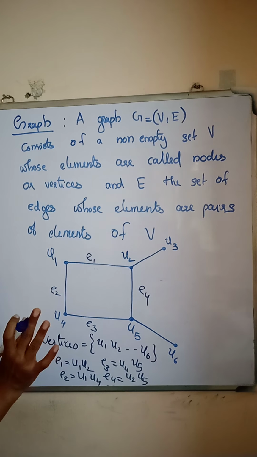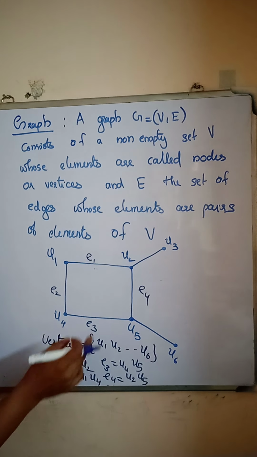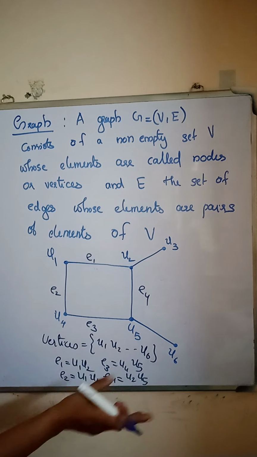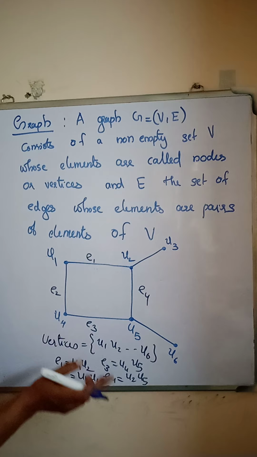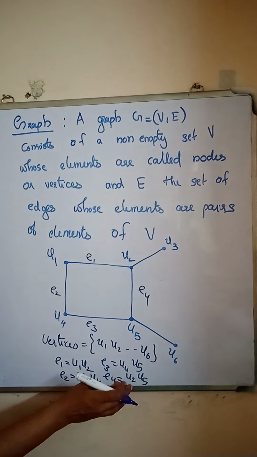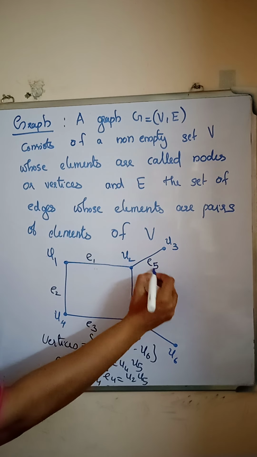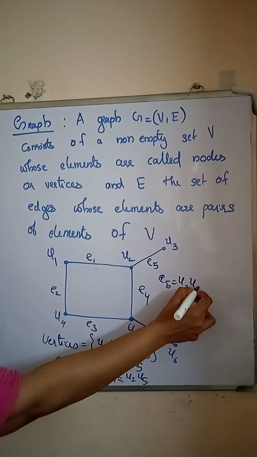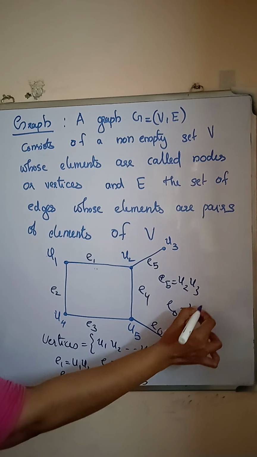It is an undirected graph, it is not a directed graph. If the direction is given, U2, U5 and U5, U2 are different. Here it is an undirected graph, so you can write it as U2, U5 or U5, U2. Next is E5, which is U2, U3, and E6 is U5, U6.